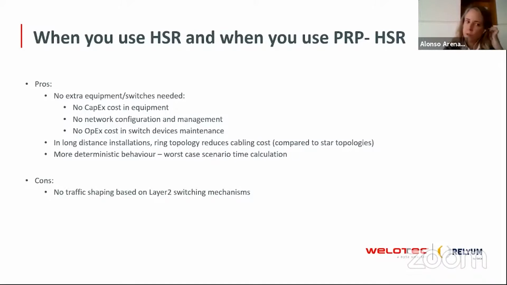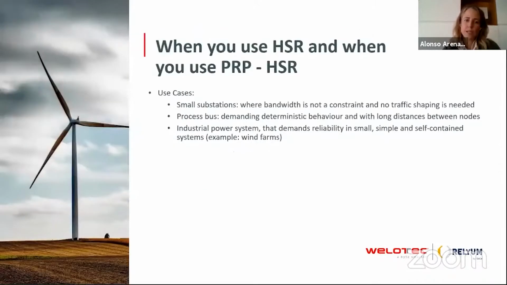So now let's see which are the most suitable use cases for HSR. According to what I mentioned before, obviously small substations are a very good system for implementing this technology, mainly because they have a low number of IEDs, so there's no high risk of congestion in the network, and not a very high bandwidth requirement. Even if the bandwidth is low, there won't be that congestion. So the fact that we don't have a traffic shaping mechanism is not a problem.